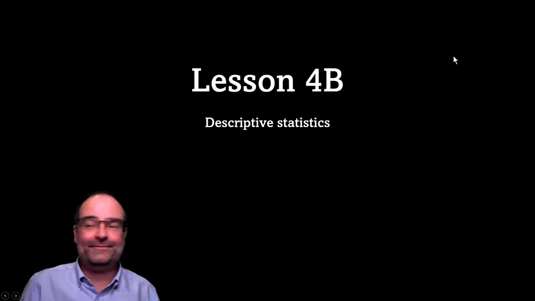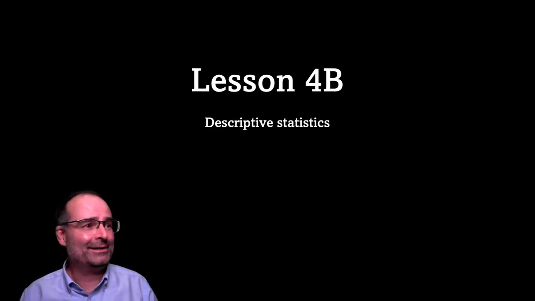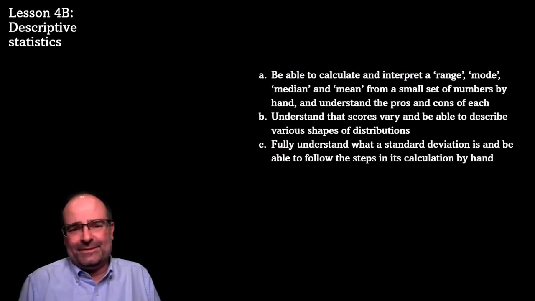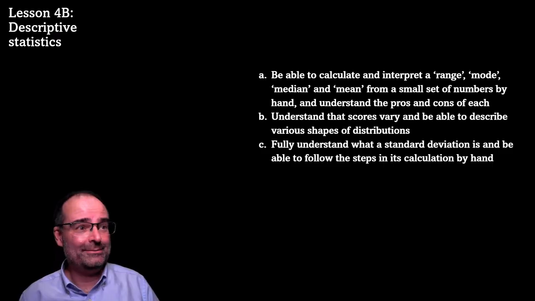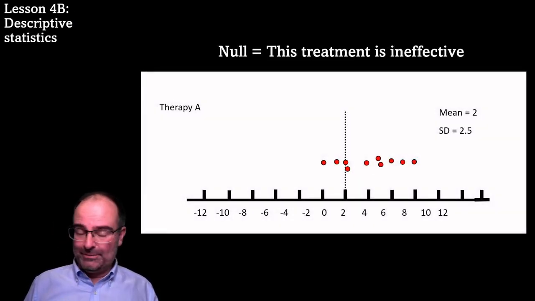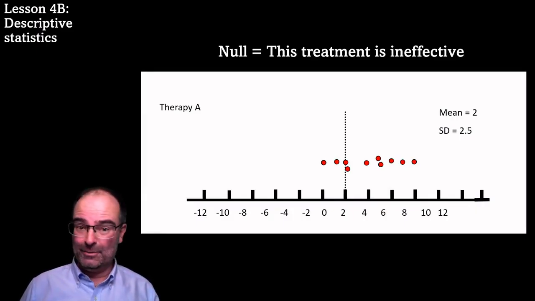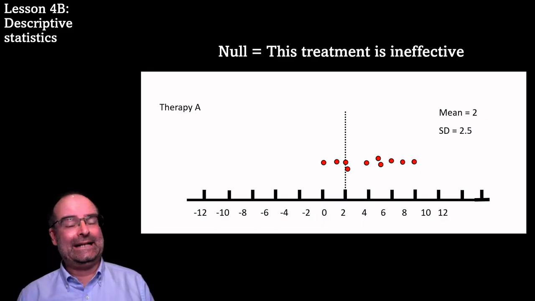Welcome to lesson 4B. You'll see quickly why this one didn't really go with 4A and why I split them up. This one's about descriptive stats. I'm going to start talking about numbers for the first time a lot because we want to be able to answer questions like this. We've got our hypotheses, we've got our null that we want to disprove. How do we do it?